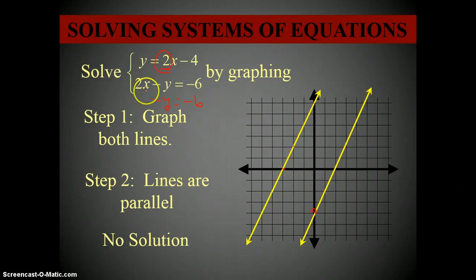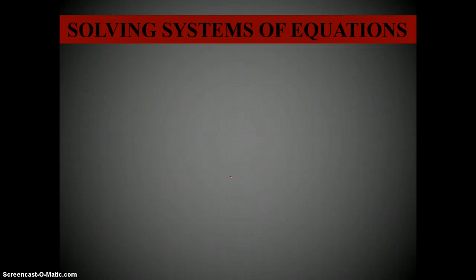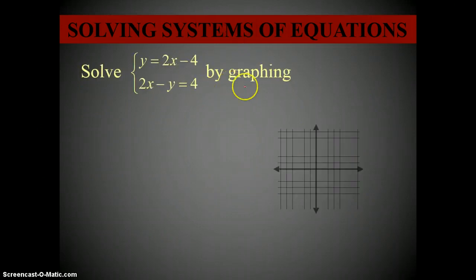Another way to check the slope if an equation's in standard form is to do negative a over b, and negative a is negative 2. And b is negative 1, because negative y actually means a coefficient of negative 1. Negative 2 divided by negative 1 is 2, and so I can see right away that they have the same slope. All right, same slope, lines are parallel, no solution. Let's take a look at the next slide.